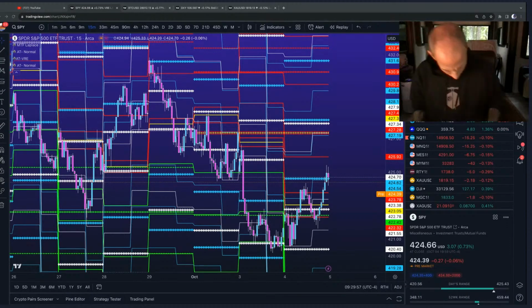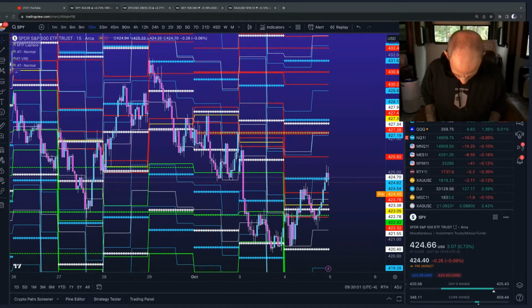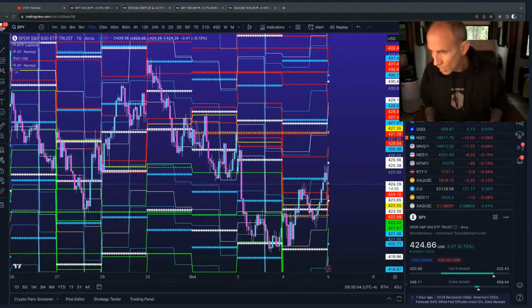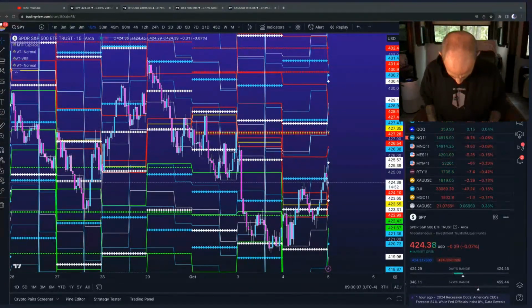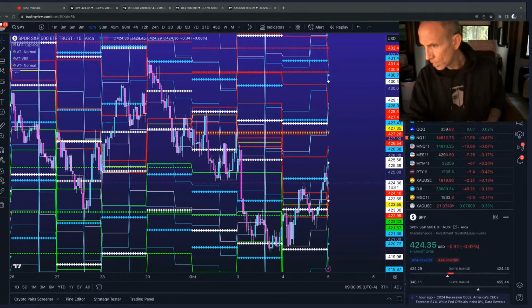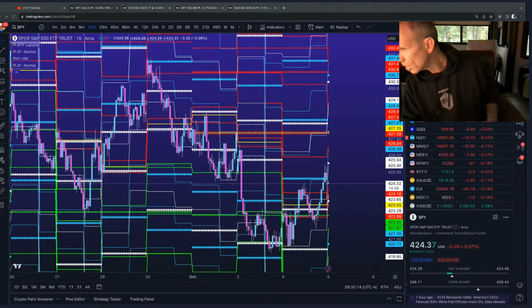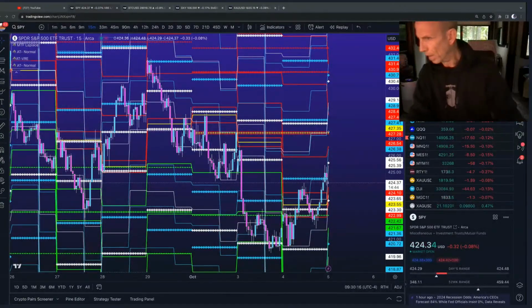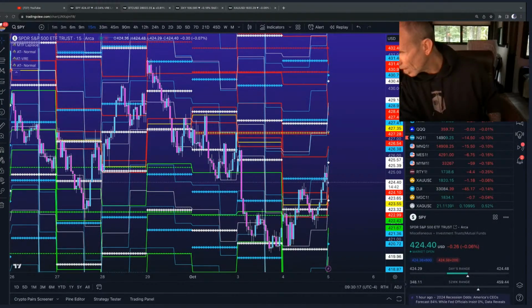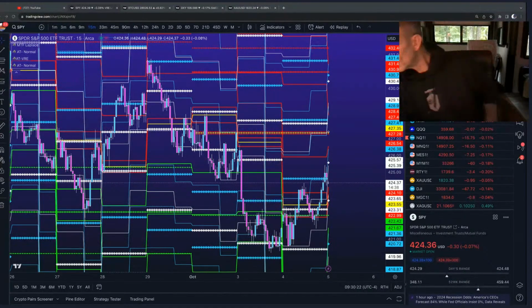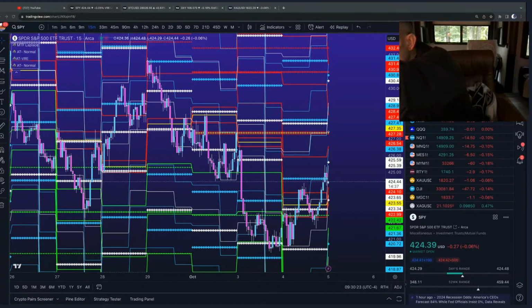Hey, let me ask you guys, do you use the close of yesterday, like the settlement prices? You mark that? You guys mark settlement prices from the day before? Or no? No. Okay. I've started marking the daily settlement on the MES, and I notice it seems to respect it a lot. So I'm just curious if you guys do.